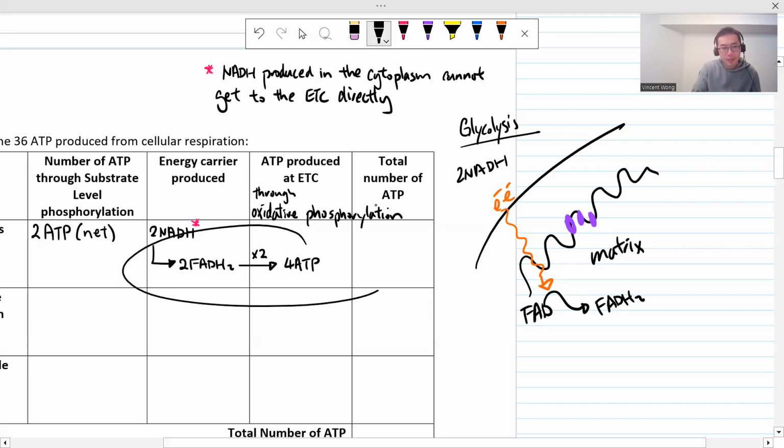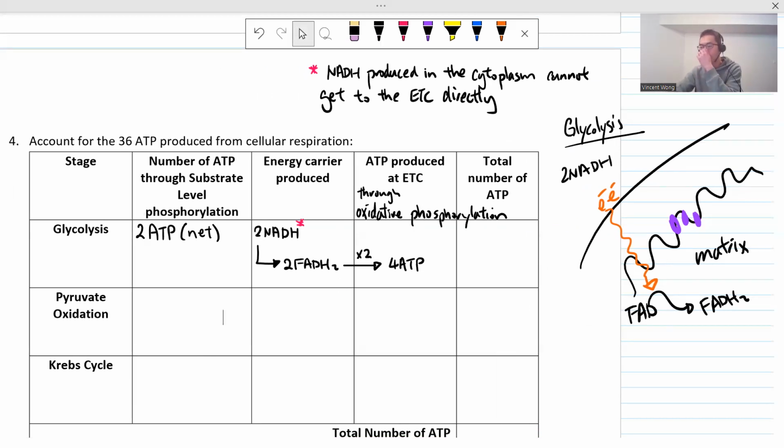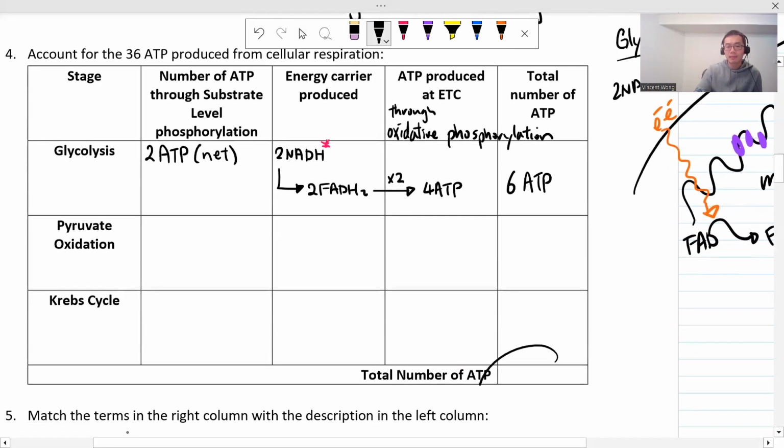Does anyone have any question about this transfer of energy? Okay, so how many ATPs in total? Well, 2 from substrate level, 4 from oxidative. 4 plus 2 is 6. And what number are we trying to get in the end? What's the magic number? 36, that's right. So this is only 6 of them. So let's keep going.